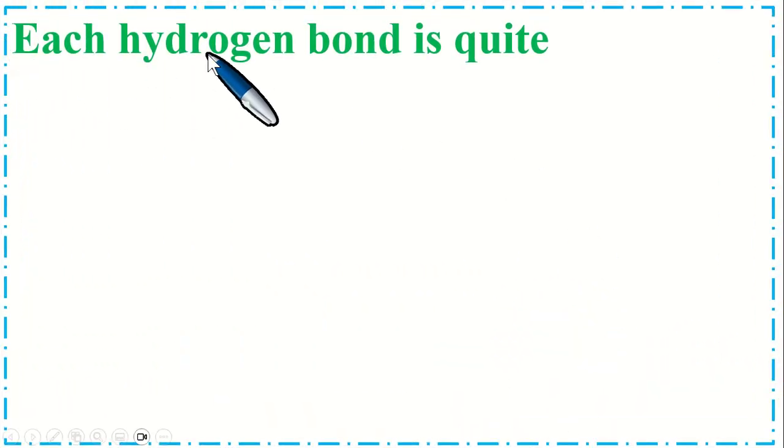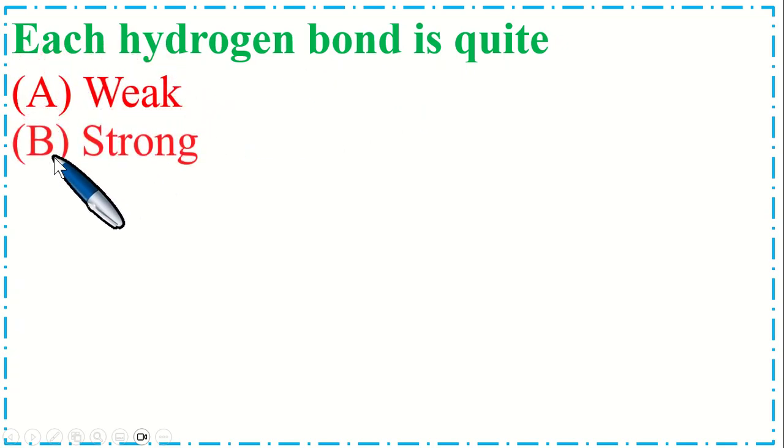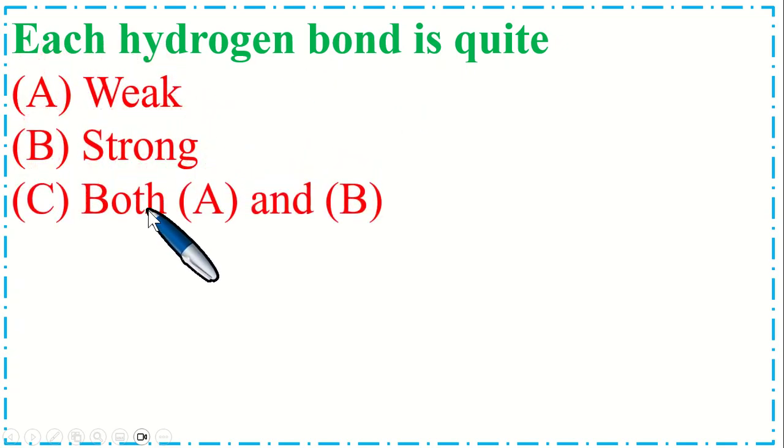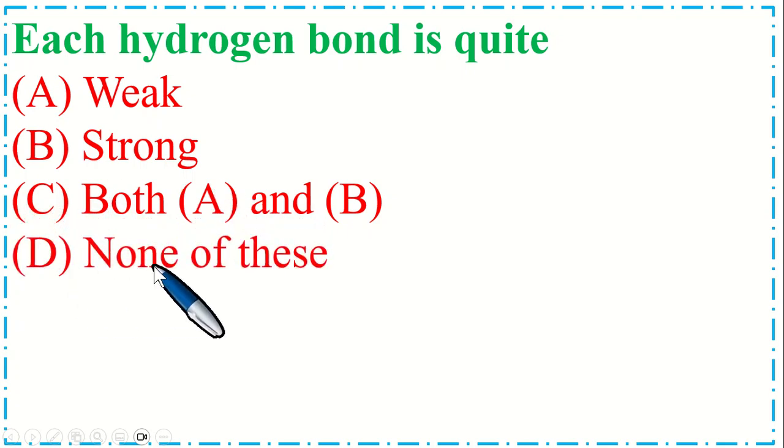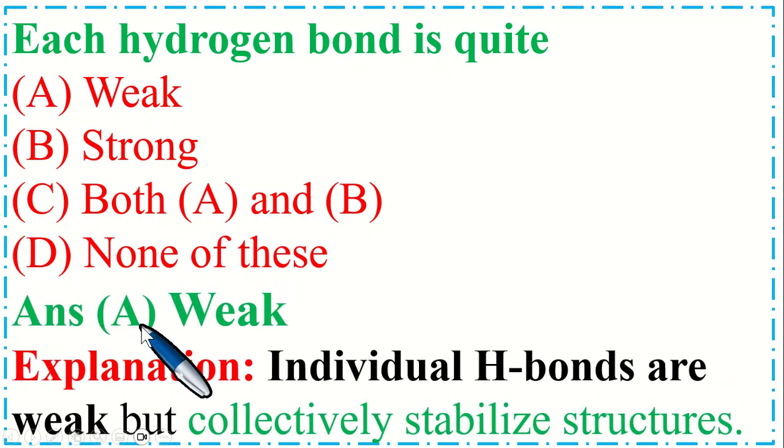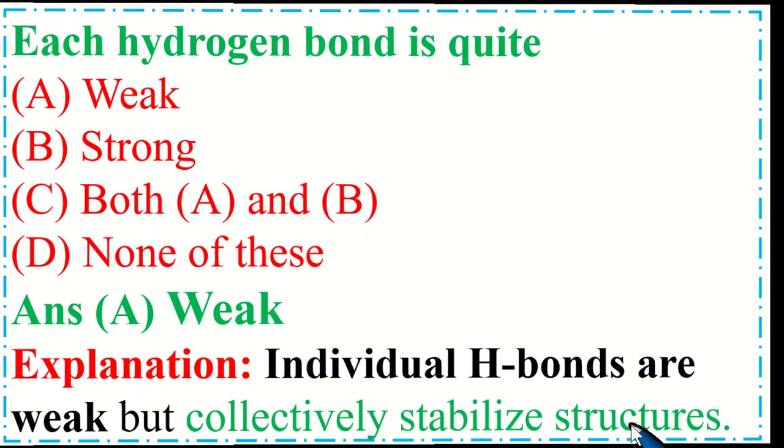Each hydrogen bond is quite option A, weak, B, strong, C, both A and B, and option D, none of these. So the correct option is A, weak. In an individual, hydrogen bonds are weak but collectively stabilize structures.